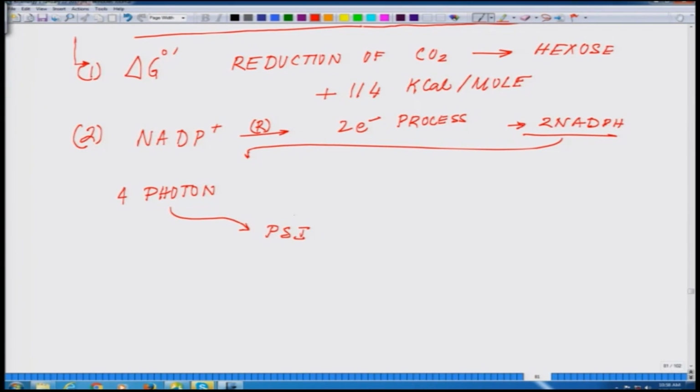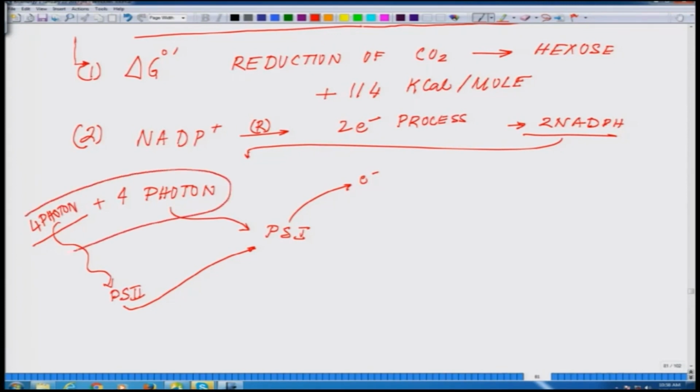The electrons given up by photosystem 1 are being replenished by photosystem 2. Now, photosystem 2 replenishes those electrons which are given out, which needs to absorb an equal number of photons. So, automatically this also needs an equal number of photons into play. Hence, the sum total of photons needed, if you add these two, is 8 photons. This is the energy expenditure in terms of the photons. So, 8 photons are needed to generate the required NADPH molecules.